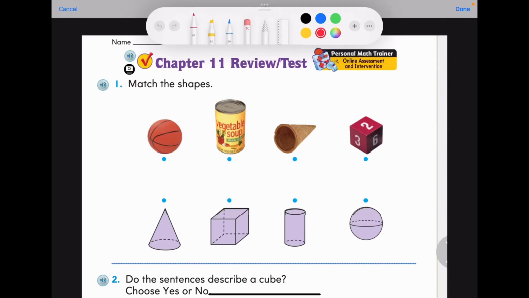This is the second grade GoMath Chapter 11 review for the final test. Question 1 says to match the shapes.